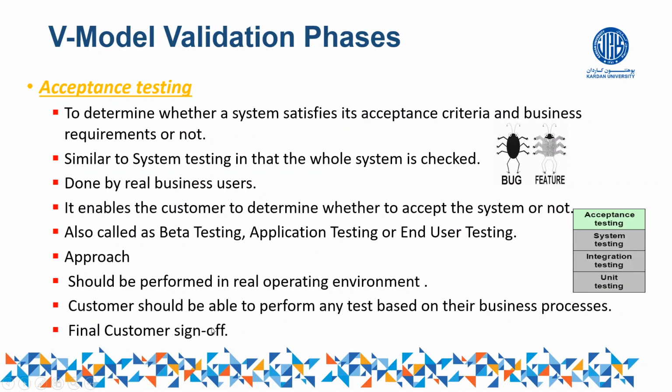Final customer signs off. Here the customer would sign off if the customer likes the software, if the customer is satisfied, if the customer sees all the requirements in the software system, then the customer would be happy and would sign off. Otherwise, there will be a problem again. Feedback would be given, and based on the feedback, requirements would be changed, architectural design would be created, system design would be created, and modules. So the same activity would be applied again after acceptance testing.